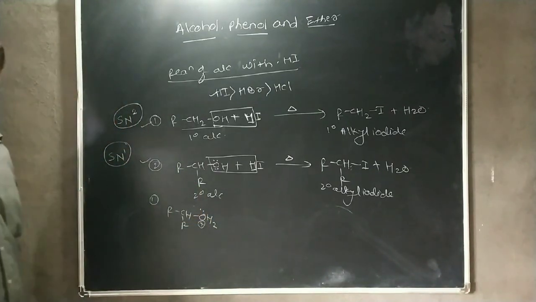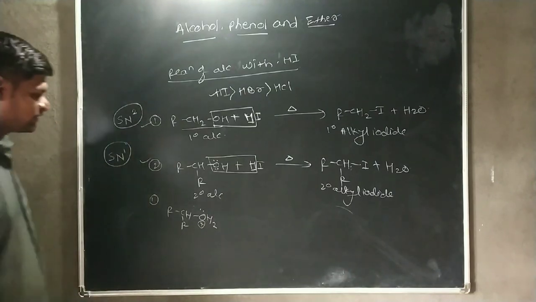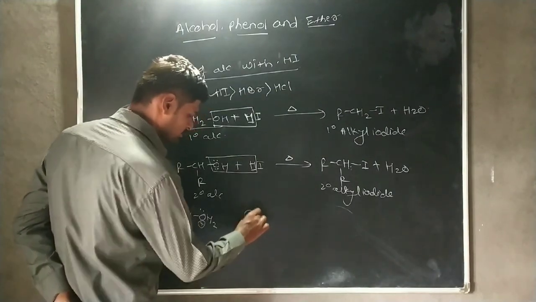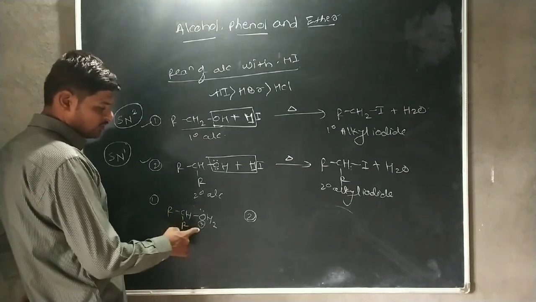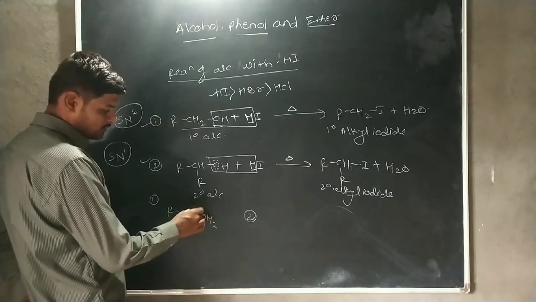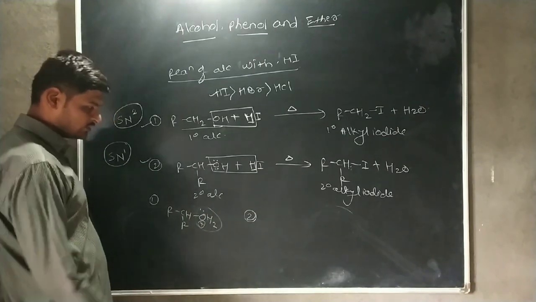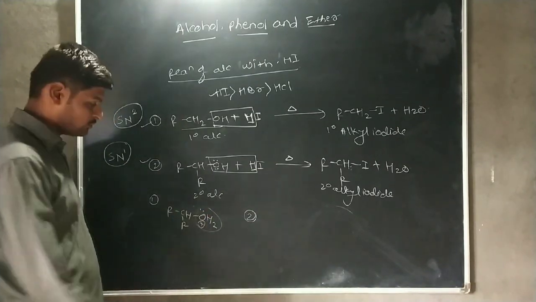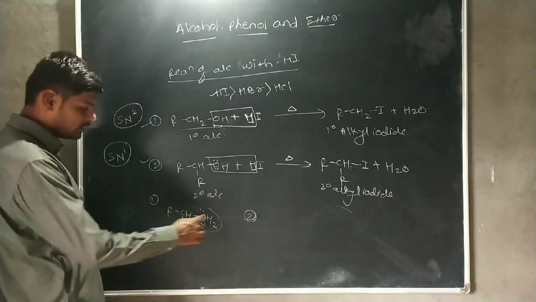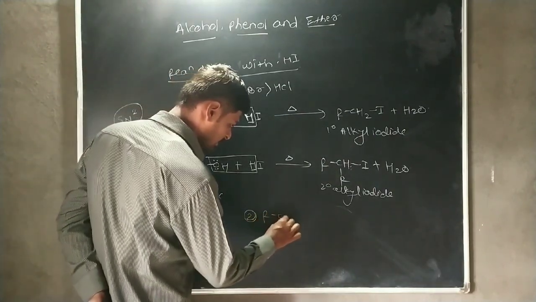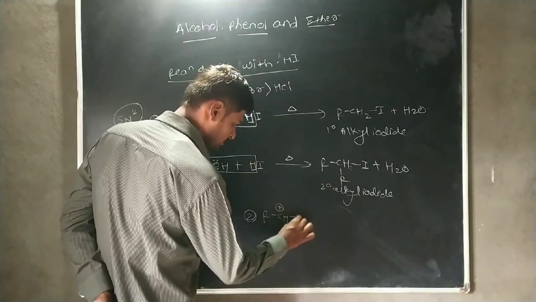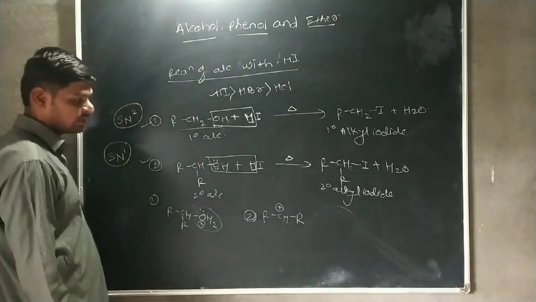This is the first step. In the first step, protonation of the alcohol is formed. In the second step, a carbocation is formed. After protonation, there is a water molecule, and this water molecule acts as a good leaving group. Therefore, it leaves the alkyl group, and there is a formation of a secondary carbocation.